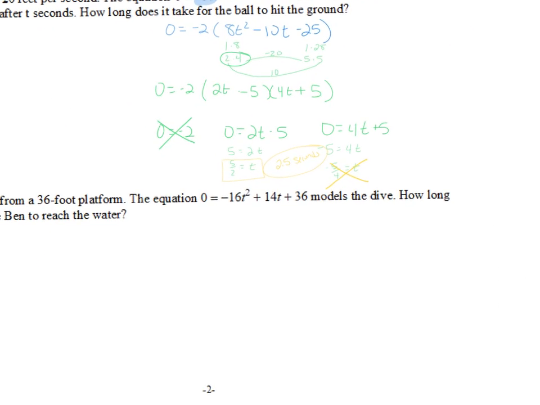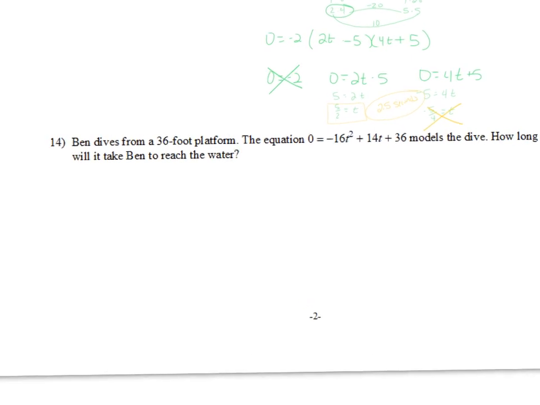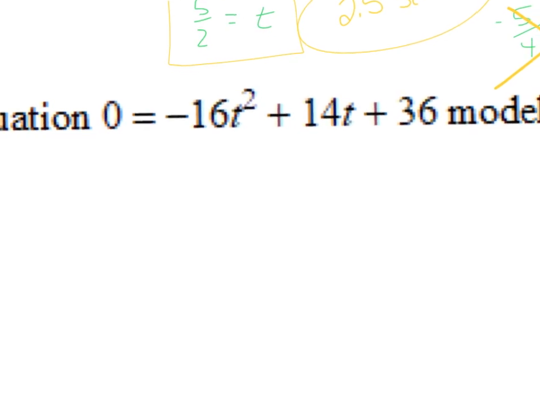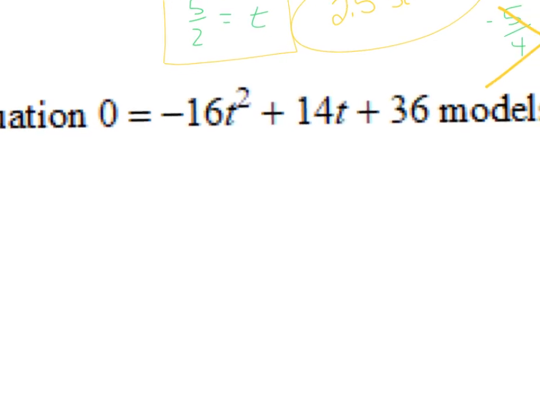Okay? All right. Last problem here, number 14. We've got Ben diving from a 36-foot platform. They give us an equation that models the dive. How long will it take him to reach the water? Okay, so again, I'm going to pull a GCF, and again, I'm going to keep that negative 16. I'm going to try to turn that over to a positive. Let's see, 2. I'm going to pull a negative 2 out here because that looks like my GCF. So I get 8t squared minus 7t minus 18.